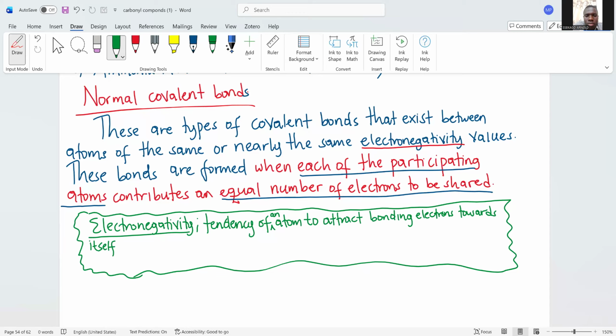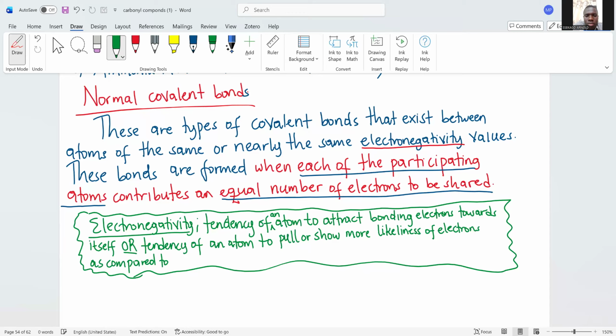It is the tendency of an atom to pull or show more likeliness of electrons as compared to another atom.